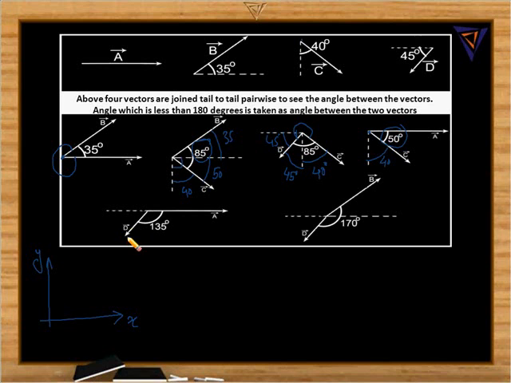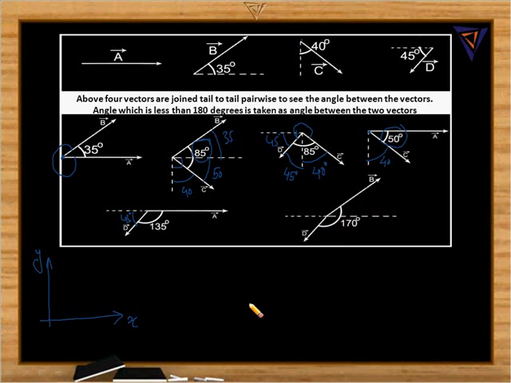And similarly for vector D and A, we have 135 degree, A vector and D vector. A is here, D vector is here. For D vector, this particular angle is 45 degree. So the angle between A and D will be 180 minus 45. That means 135 degree. And similarly, the angle between B and D can be looked at as 170 degree. That's it. That is how we measure the angle between two vectors.